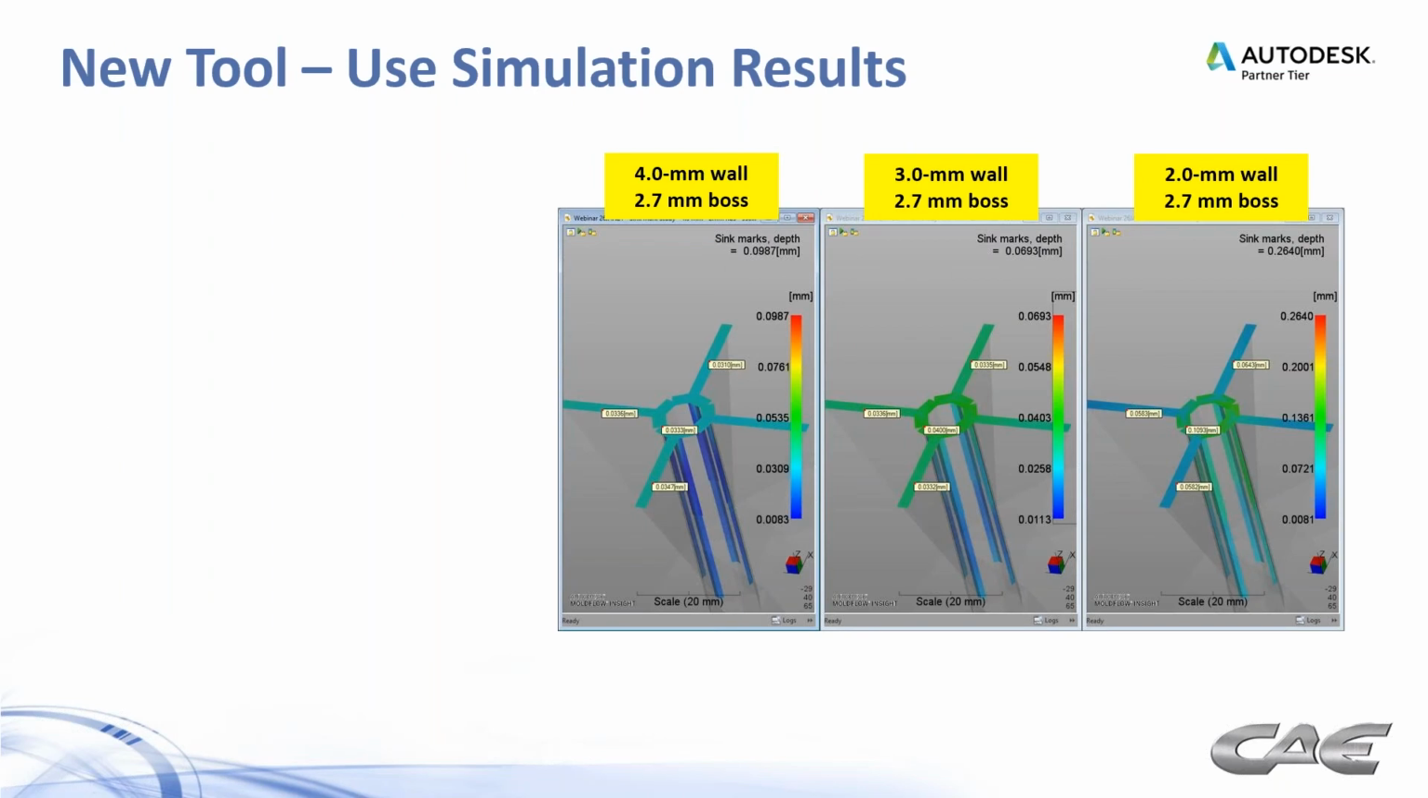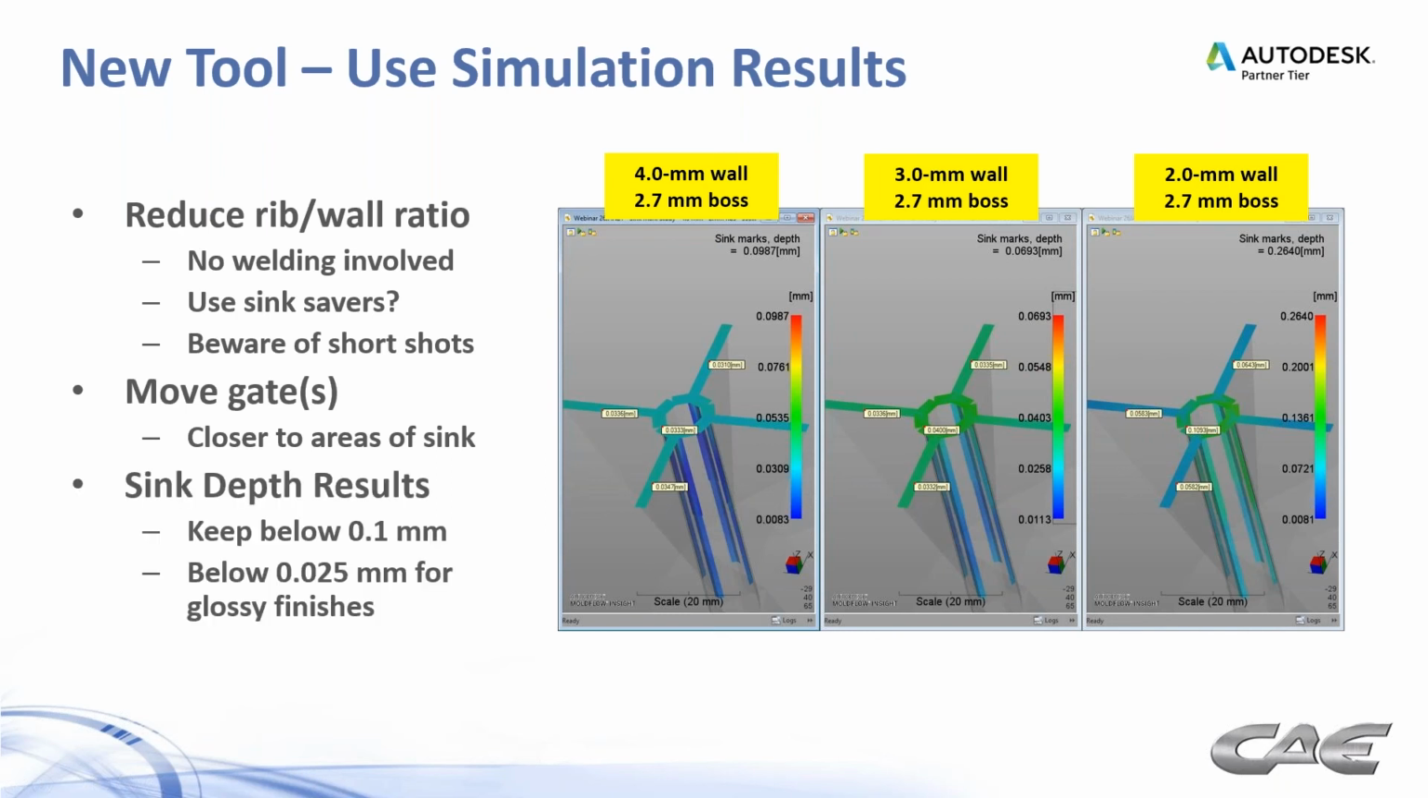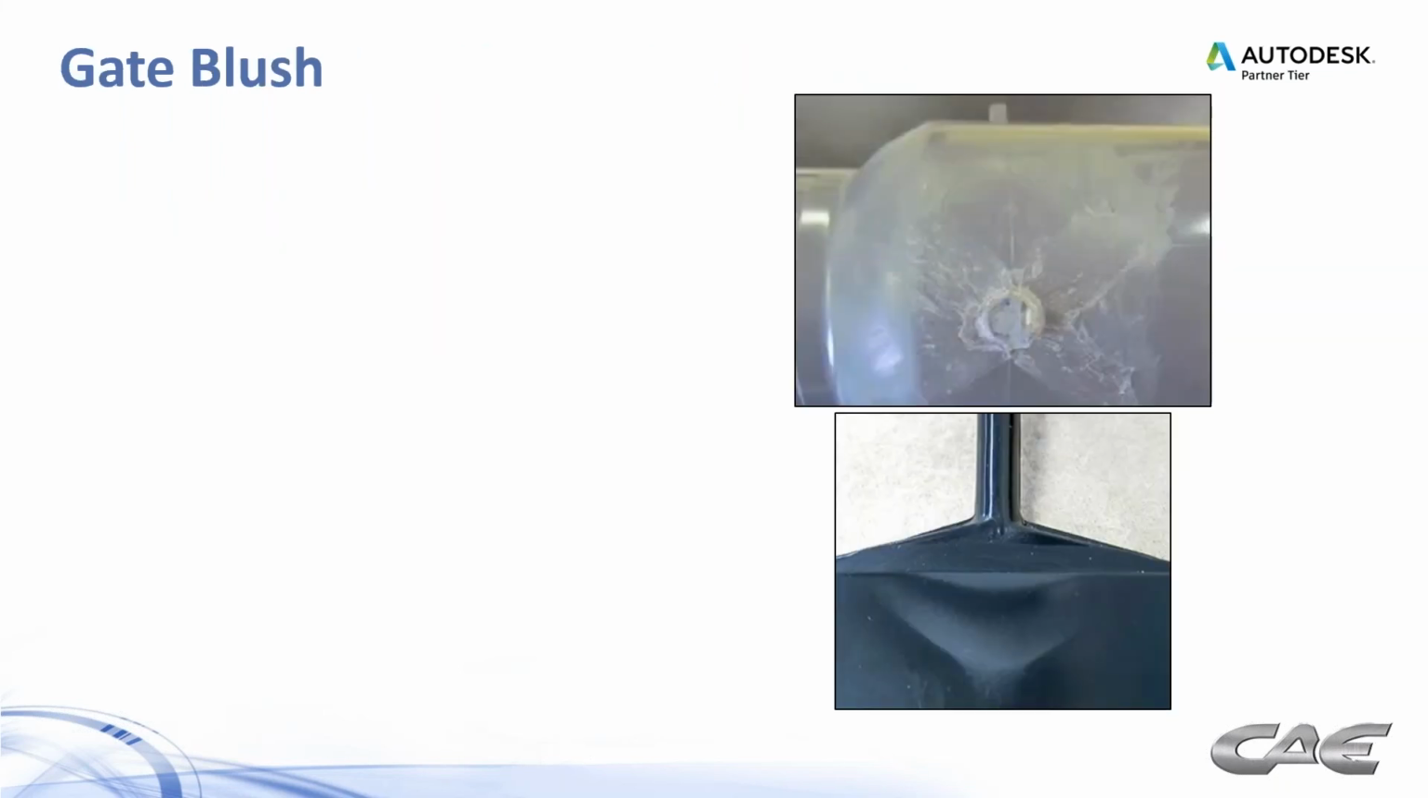So if it's a new tool, obviously you want to try to use the simulation results. Best solution is to reduce the rib to wall ratio. Obviously no welding involved because we haven't made the tool yet. A lot of folks like to use sink savers where they thin out the area closest to the intersection with the main wall. But you got to be careful with that because you got to be aware of short shots. Again, moving gates closer to the areas of sink is important where we can. The number we try to stay below is 0.1 millimeters, and if there's glossy finishes, we go about 1/4 of that.